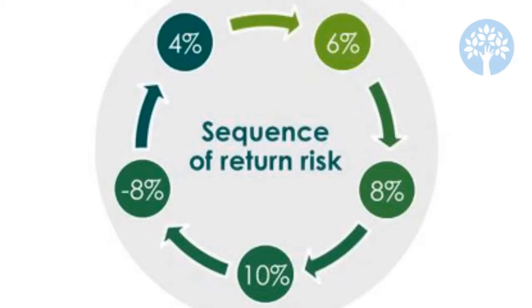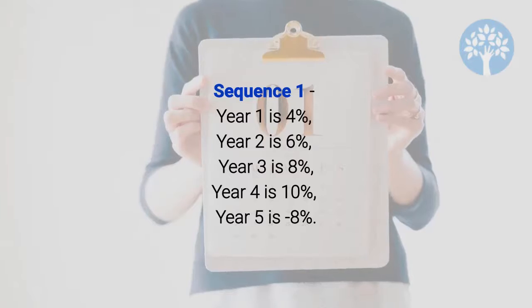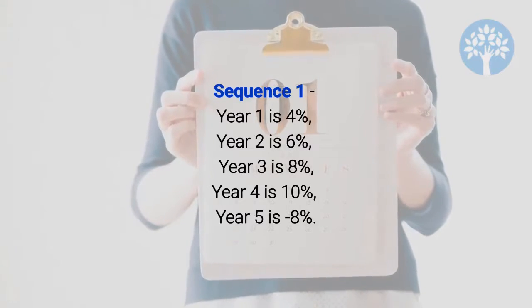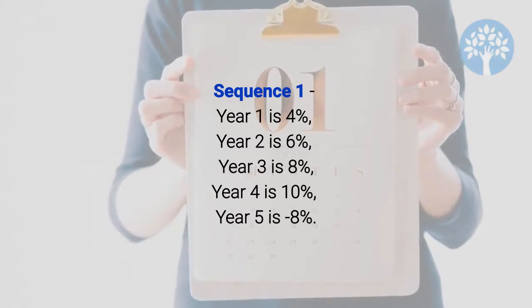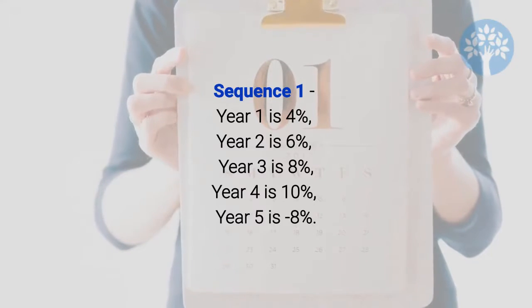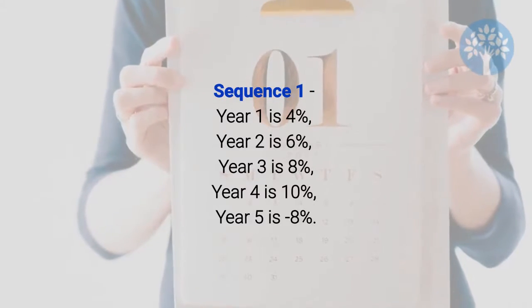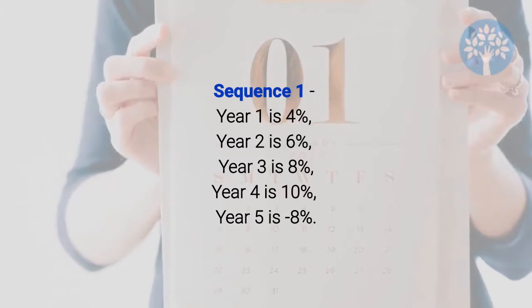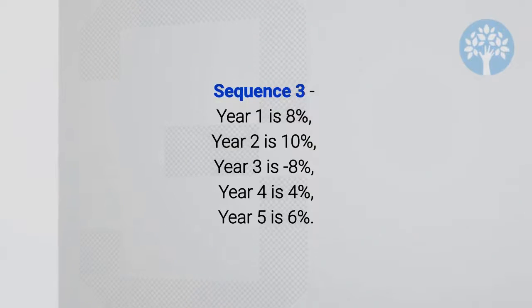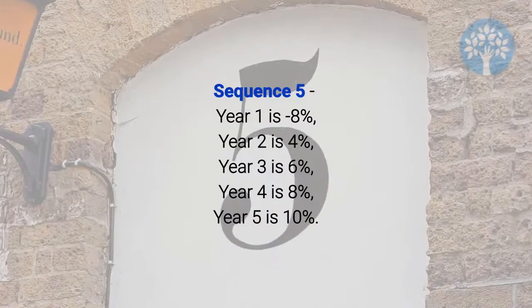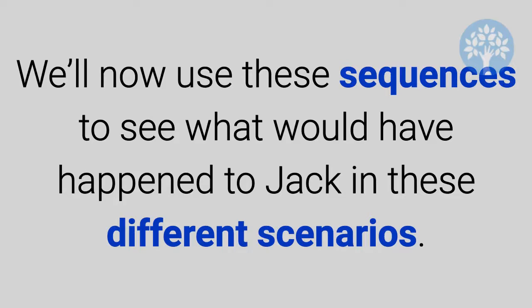These are the returns that you might expect and how it was going to affect Jack's £5,000 withdrawals. So if we start in year 1 with a 4% return, and then year 2 6%, year 3 8%, year 4 10%, and then year 5 -8%. If you look at the sequence of return risk here, you can see that they all have different outcomes. So depending on where you start in that cycle affects how much money you're going to have and how long it's going to take to run out.